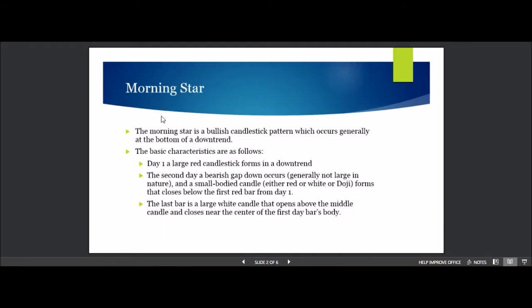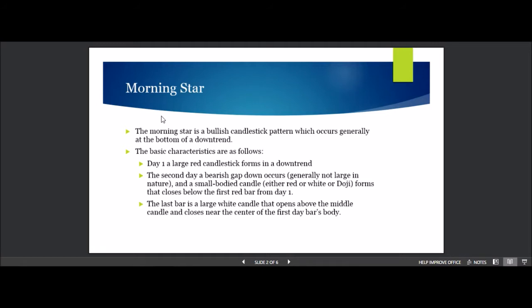So right off the bat, the morning star is a bullish candlestick pattern. If you remember, bullish means increasing, a lot of increasing pressure. It occurs generally at the bottom of a downtrend. The basic characteristics are as follows. The first day, you have a large red candlestick form during the downtrend. Like we talked about, the action is presently bearish. You have the price decreasing and a large red candlestick form, so you're still bearish at this point.